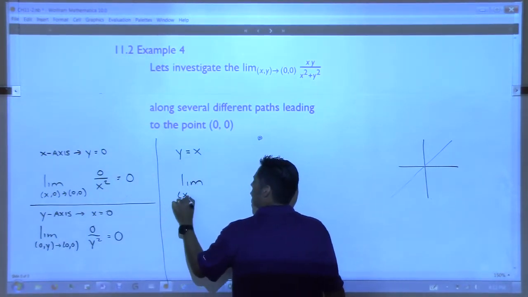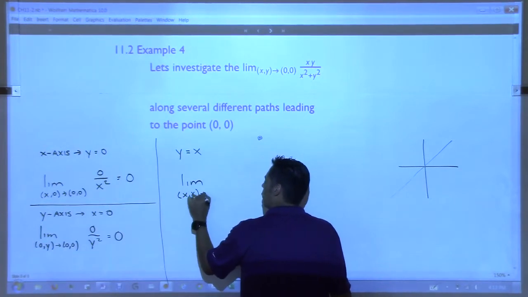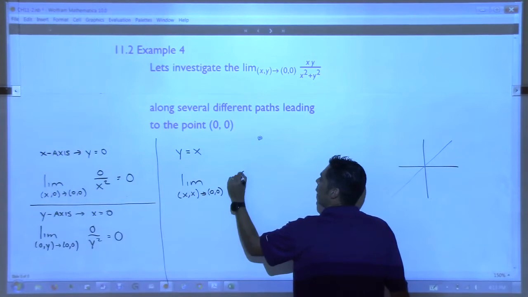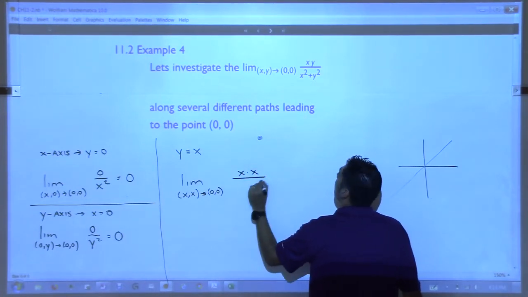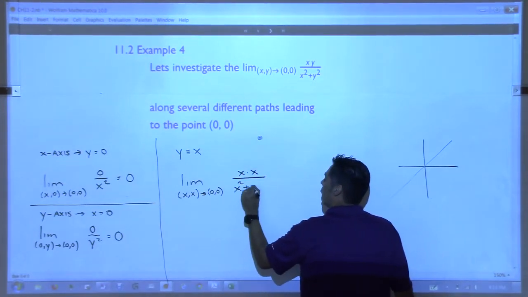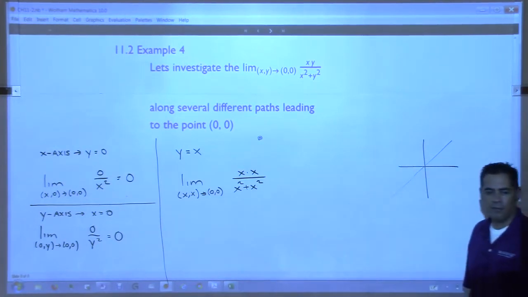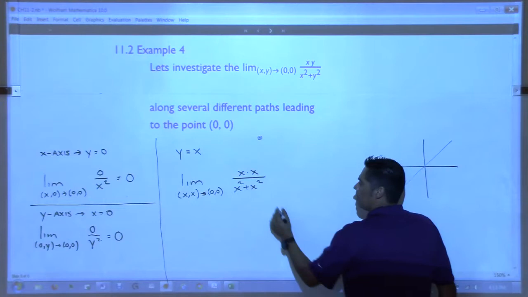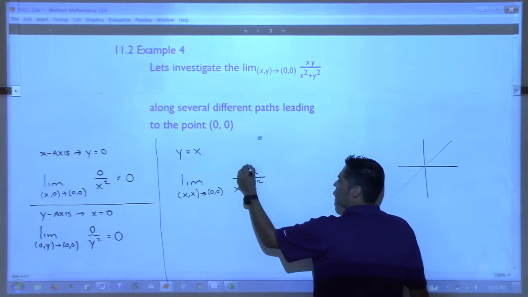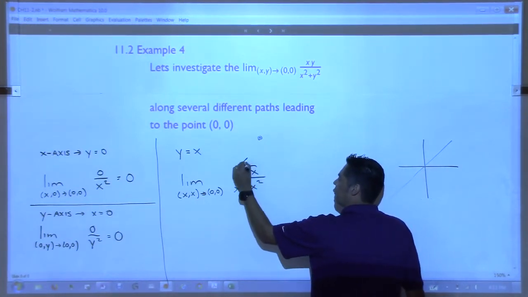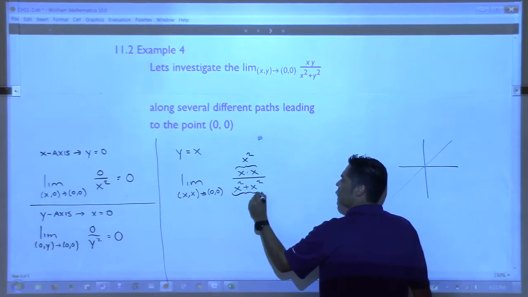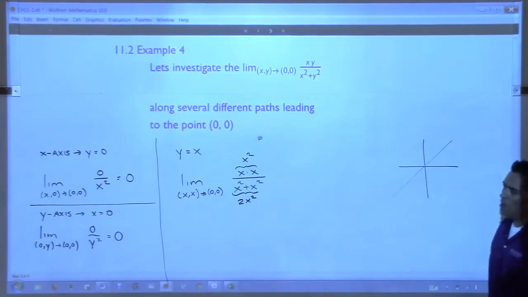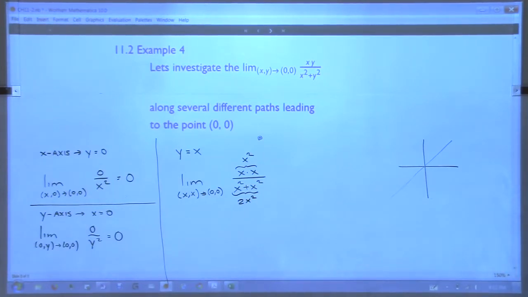So I'm going to be doing the limit as (x, x) approaches (0, 0). And then I'm replacing every y with x. So I have x times x over x squared plus x squared. Right? If y is x, then that's what we get. And what does this turn out to be here? The top is x squared, and then the bottom is 2x squared. And then that simplifies to be 1/2.